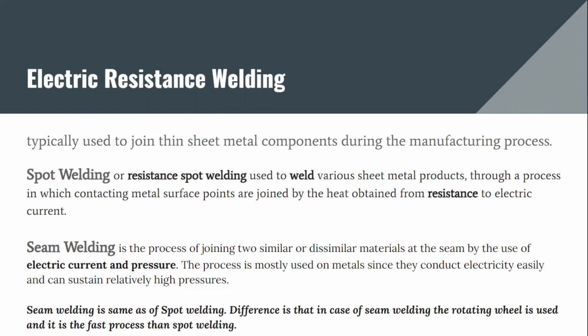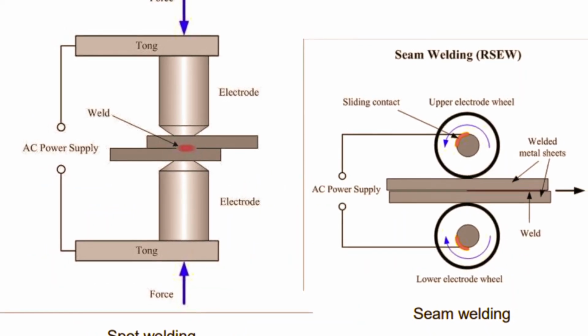The process is mostly used on metals since they conduct electricity easily and can sustain relatively high pressures. Seam welding is the same as spot welding. The difference is that in seam welding a rotating wheel is used, and it is a faster process than spot welding. A short video on how spot and seam welding works.